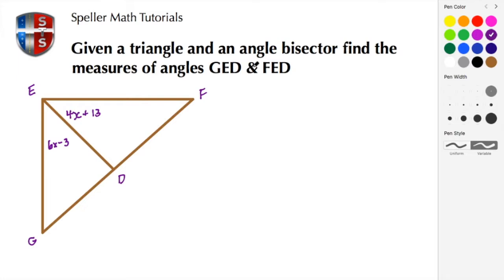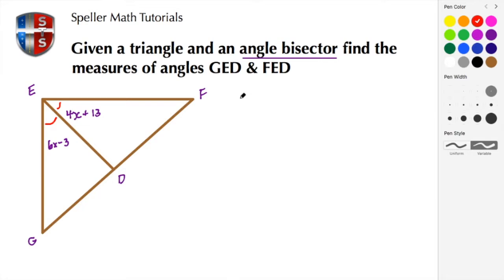The important thing to remember here is that whenever you have an angle bisector, what that means is that it actually creates two angles that are congruent. So here we see that this first angle with the expression 4x plus 13 is congruent to the other angle here with the expression 6x minus 3, and that corresponds to angle GED and angle FED. So because they're congruent, we can set these two expressions equal to each other, and then we'll solve for x.